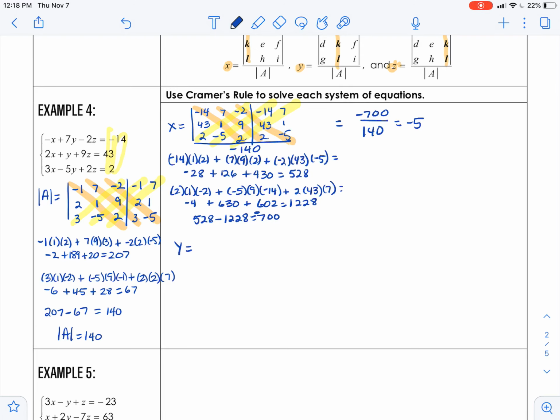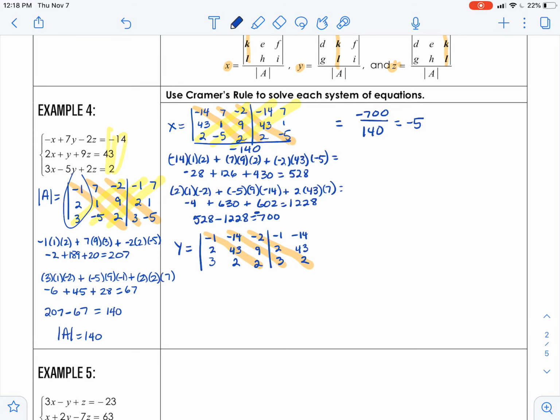So now we're going to run Y. So again, I'm going to do the same thing. This time my negative 14, 43, and 2 go in place of my Y. So my X's, I'm actually going back over here to this column, and there's my X's. Now I put in, okay, so that, put my Z's back in. Again, I'm going to repeat my first 2 columns. There we go. And again, I'm going to run through exactly the same thing that I just did.